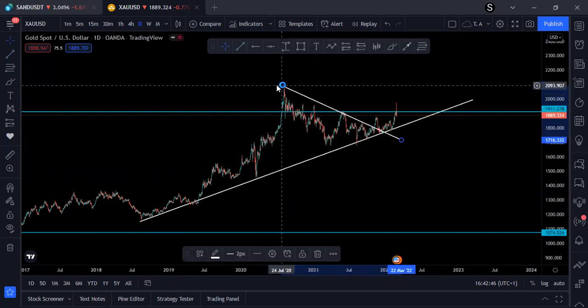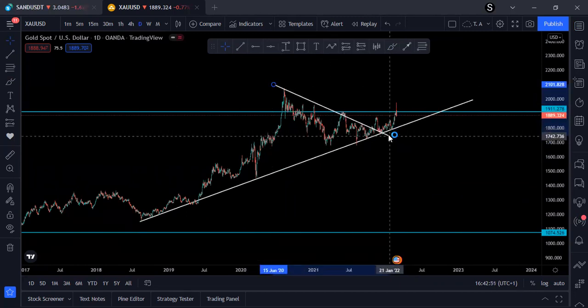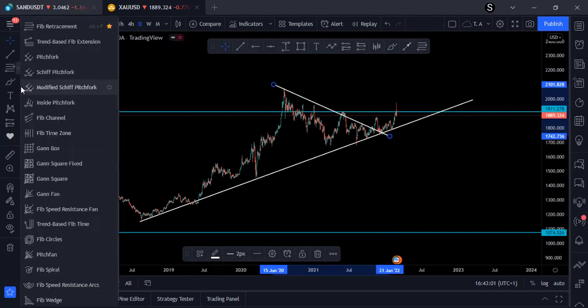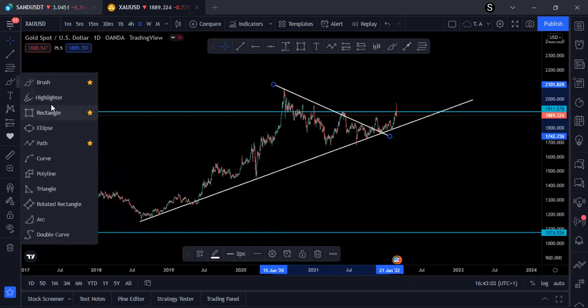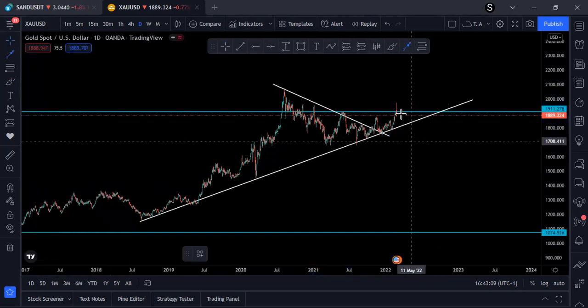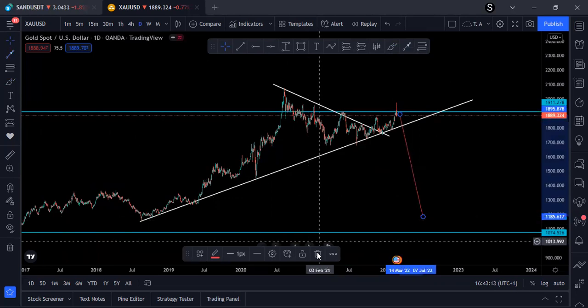Then I had to connect another trend line. It broke the trend line, tested it, and started making a move towards the upside. But my anticipation for gold from here is maybe downwards. Yeah, it's downwards.